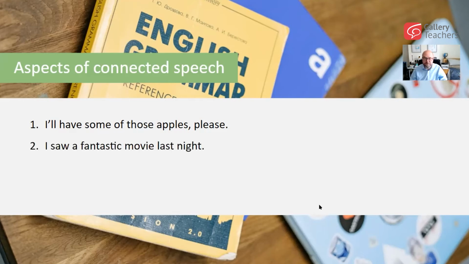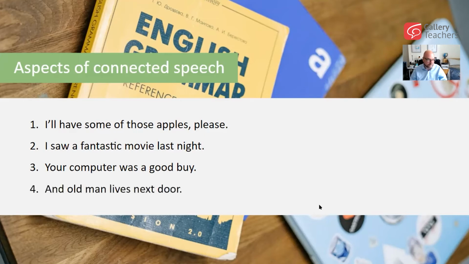I saw a fantastic movie last night. More quickly, I saw a fantastic movie. Your computer was a goodbye. Goodbye. Can you hear the d there? Shouldn't be able to. Goodbye. And then finally, an old man lives next door. Old man lives next door.